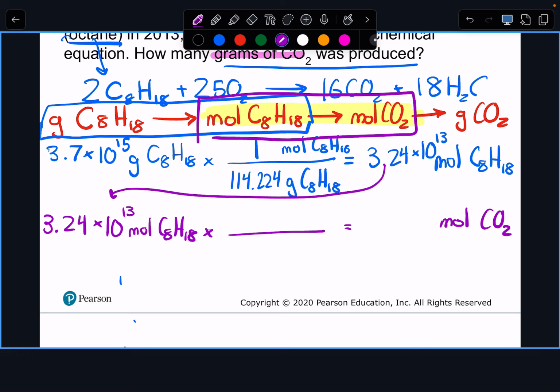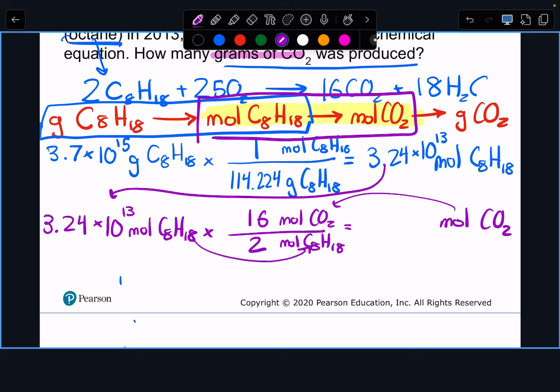And then we just do the same thing. This unit goes on the bottom, that unit goes on the top. Moles C8H18, moles CO2. And then I ask myself, do I know a conversion factor that gets me from moles of CO2 to moles of C8H18? Yep, 2 different compounds. They're part of the chemical equation. We go to the balanced chemical equation for that. So 16 for the CO2 and 2 for the C8H18.